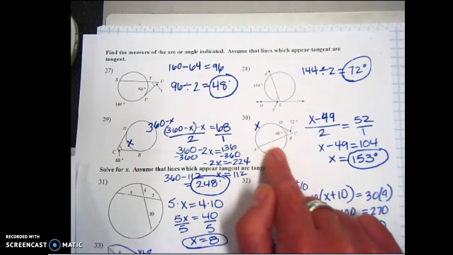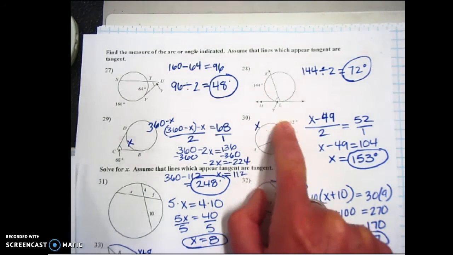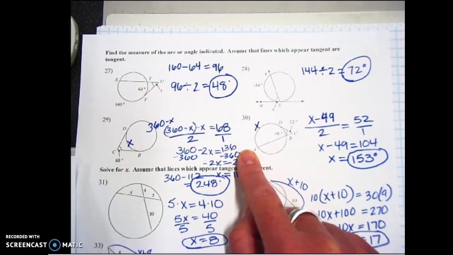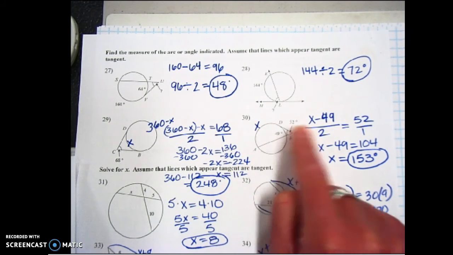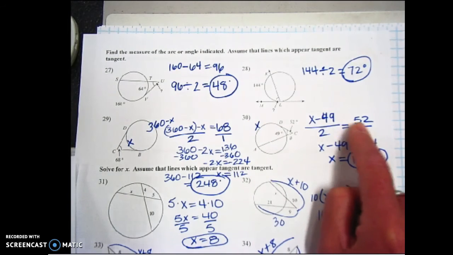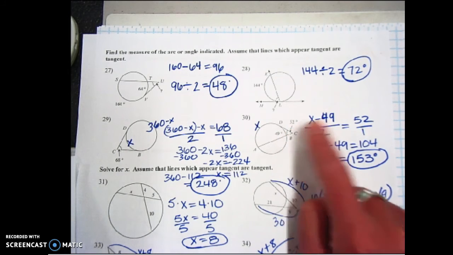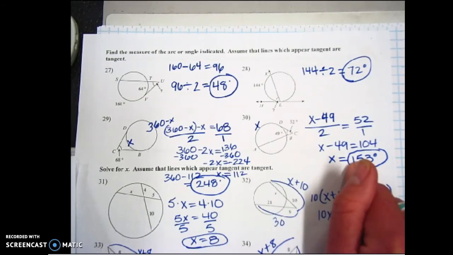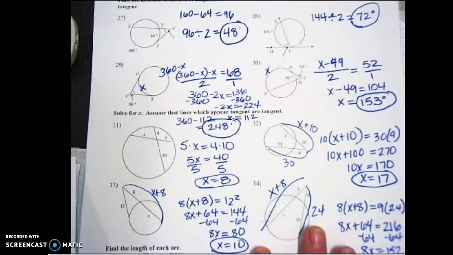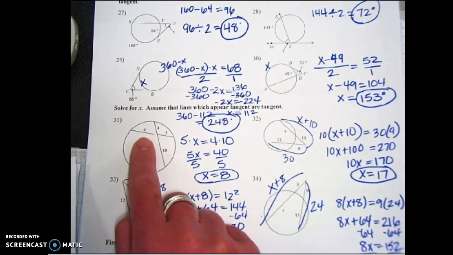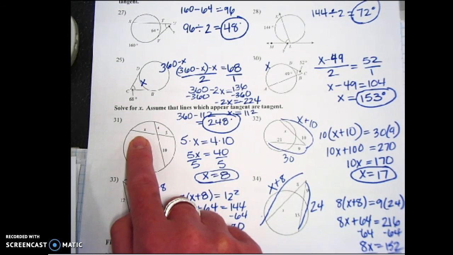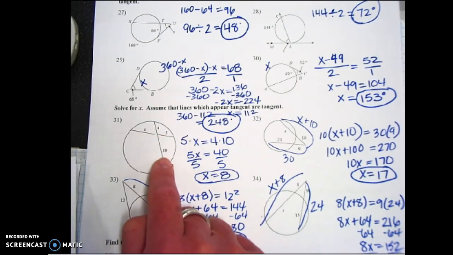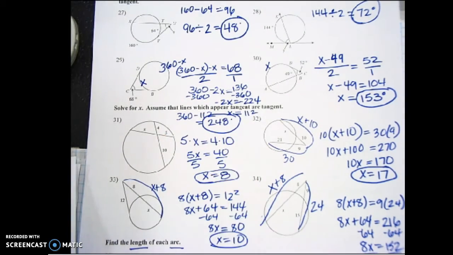Okay, number 30. We wanted this arc out here, which is the vertex is on the outside, so it should be x minus 49 divided by 2 equals the angle measure over here, which is 52. I made it into a proportion, did the cross product, solve for x. Number 31, segment relationships in a circle. So I'm going to go this piece times this piece to get the 5x, this piece times this piece to get the 40, divide both sides by 5.